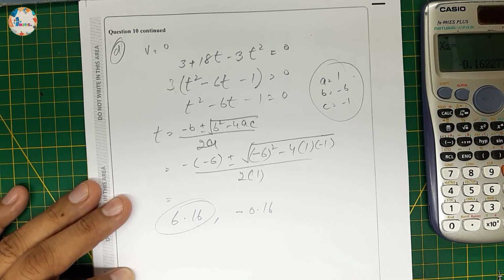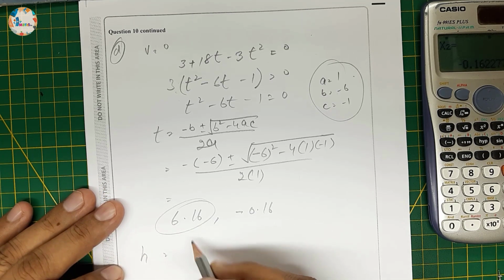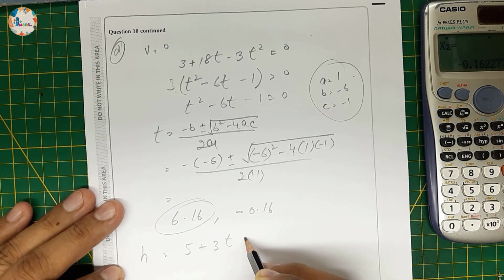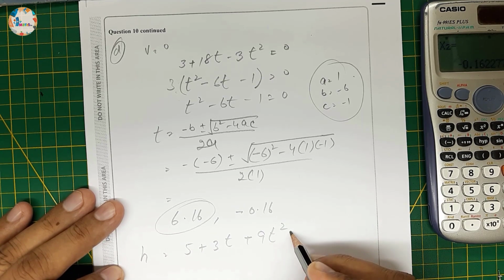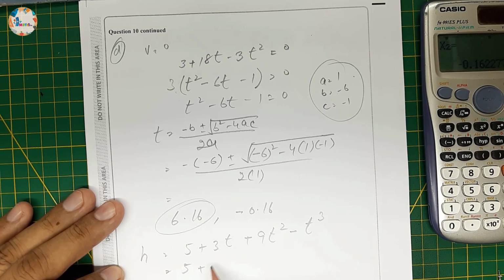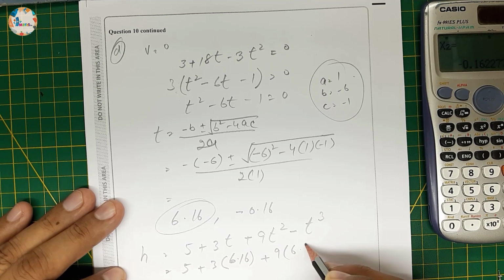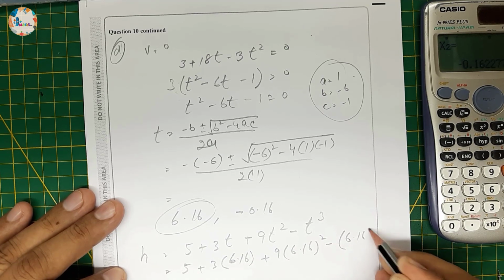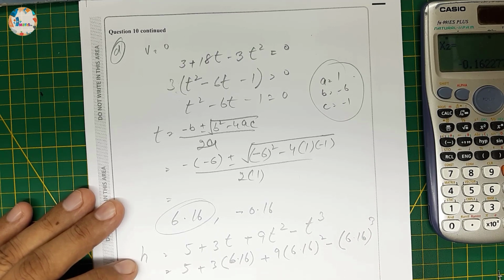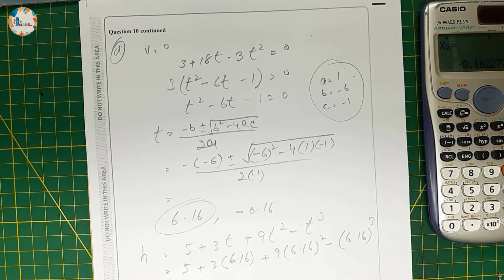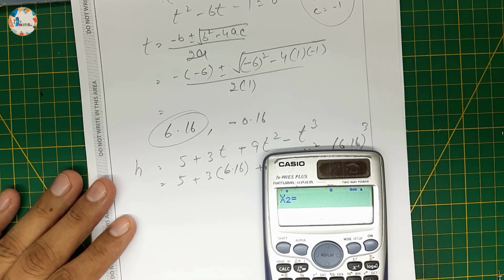We will replace this one in h. h will be equal to 5 plus 3t plus 9t squared and minus t cubed, and we will replace here 5 plus 3 into 6.16 and plus 9 into 6.16 squared and minus t cubed, meaning 6.16 cubed. And now we can calculate this value with the help of a calculator. So I'll move the page a little above so we can use the calculator here.